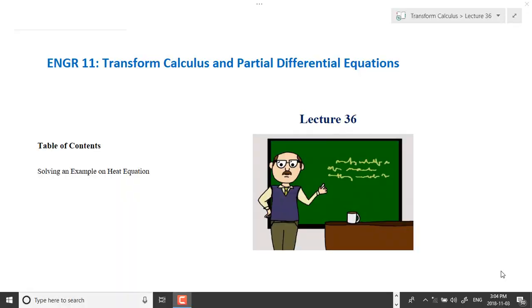Hello guys, I'm going to start lecture 36. So in this lecture, I want to solve one example on the heat equation.